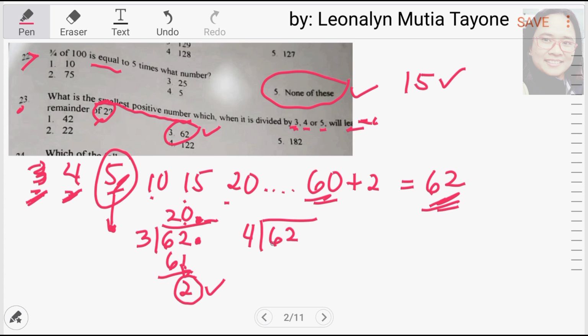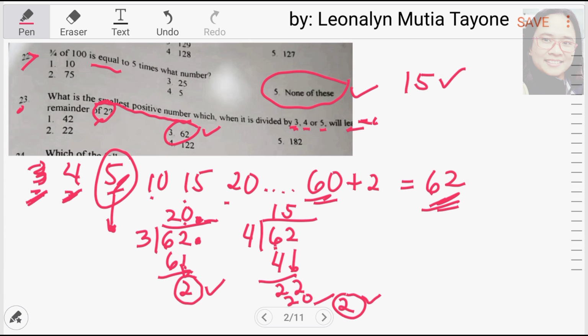Ilang 4 sa 6? Isa. So, 1 times 4 equals 4. 6 minus 4, that is 2. Bring down mo si 2. Ilang 4 ba sa 22? Mga 5. So 5 times 4 equals 20. 22 minus 20 and that is 2. Ang sobra na yan na yung remainder.